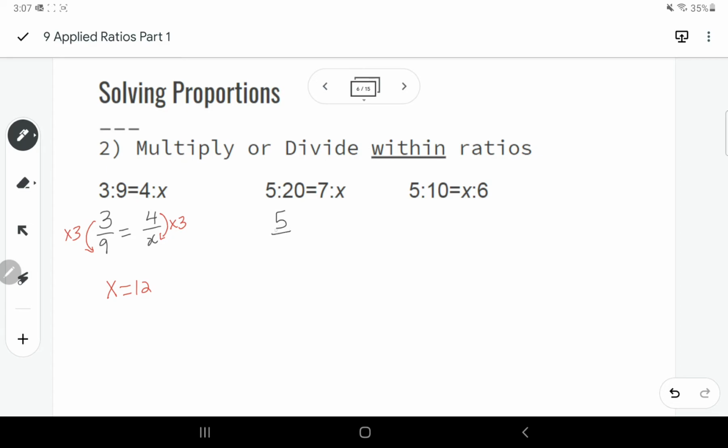Then we'll rewrite this. 5 over 20 is 7 over x. So here, across the ratios, I don't have a good pattern. I don't know between 5 and 7 what I'd be doing there. But I can look within the ratio. What did you do to 5 to get to 20? You multiplied it by 4. So we can multiply the 7 by 4 as well. So x is 7 times 4, which is 28.